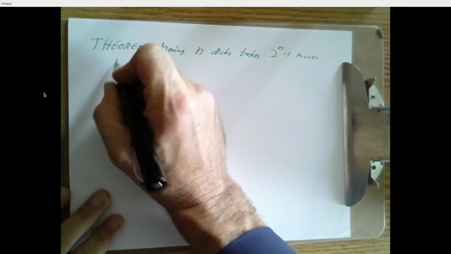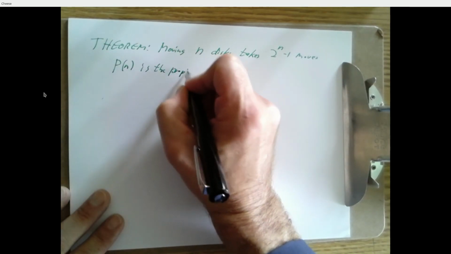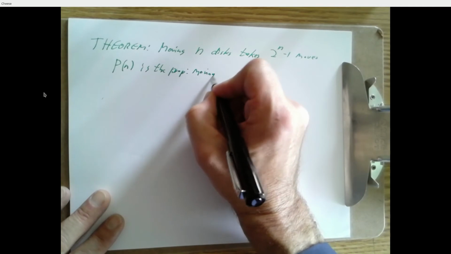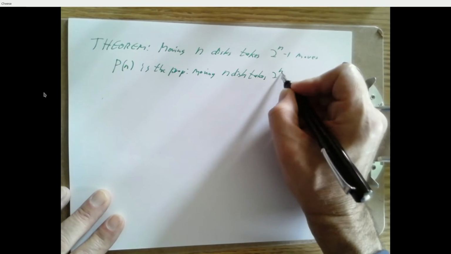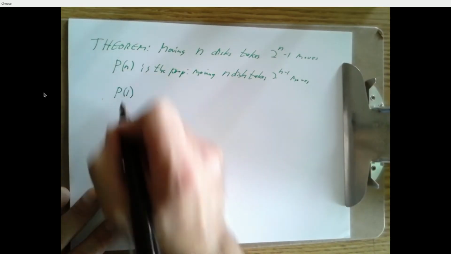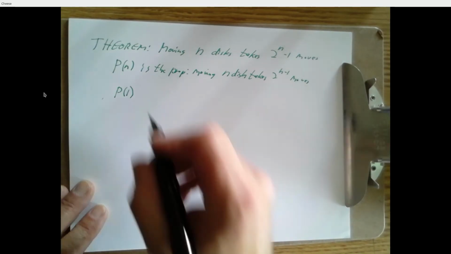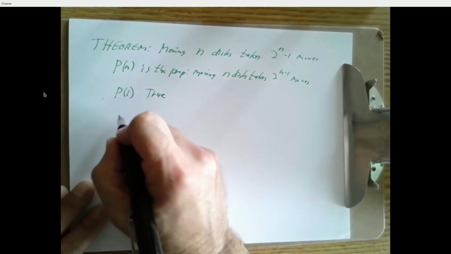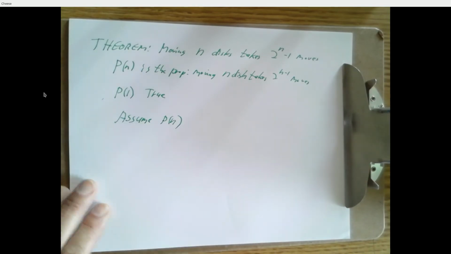So P of n is the proposition: moving n disks takes 2 to the n minus 1 moves. So P of 1 says we can move 1 disk in a single move. That's clearly true. Right, so P of 1 is true. So let's assume P of n. So we assume that we can move n disks in 2 to the n minus 1 moves.